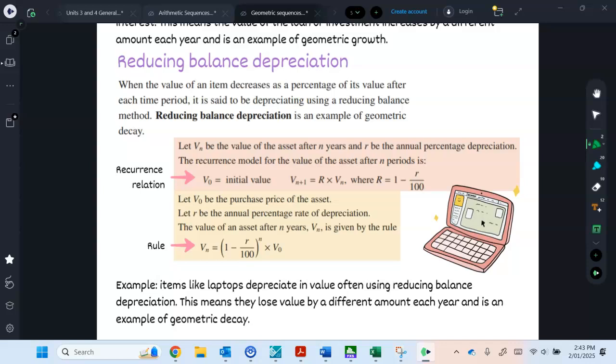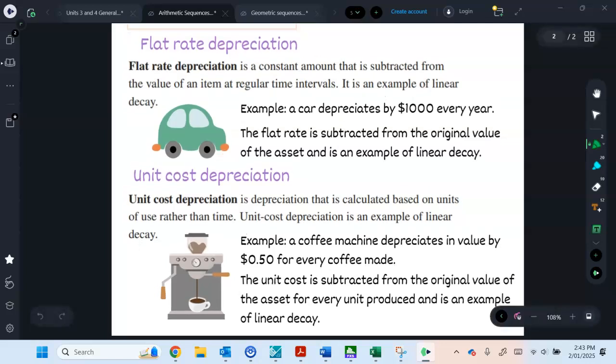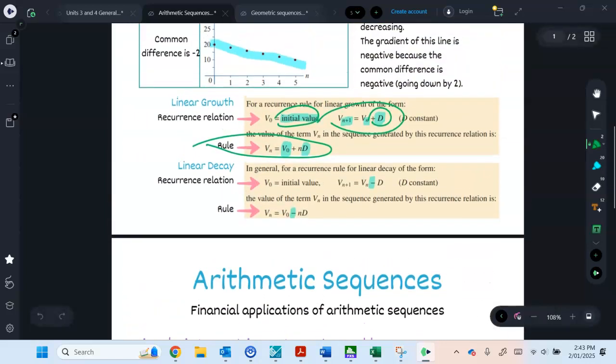But in general maths, you'll be told what type of depreciation it is, or I'm just thinking, you might have to tell from the recurrence relation. So basically, for a geometric sequence, you can see here, we've got a common ratio. If we go back to arithmetic, and I don't have anything there, but if I scroll up, you can see you've got a common difference. So it's an example of linear decay.